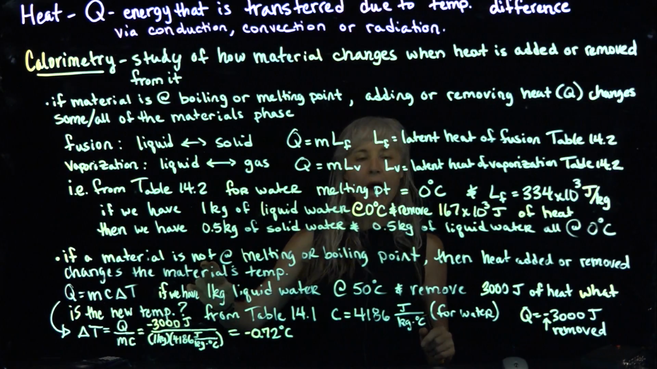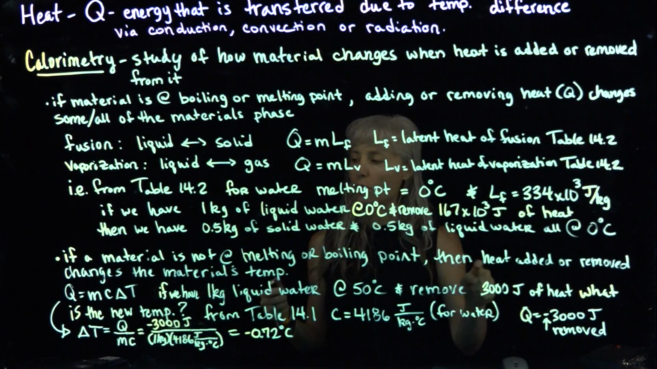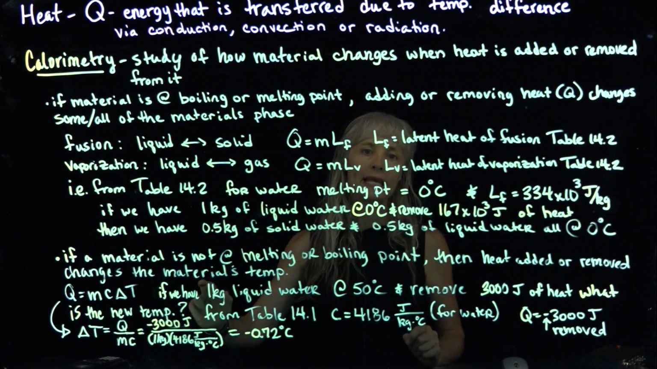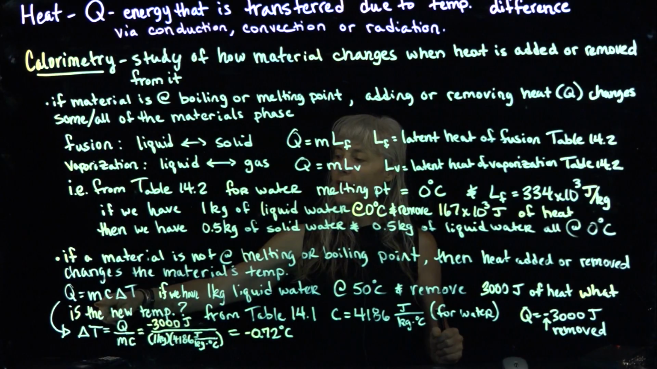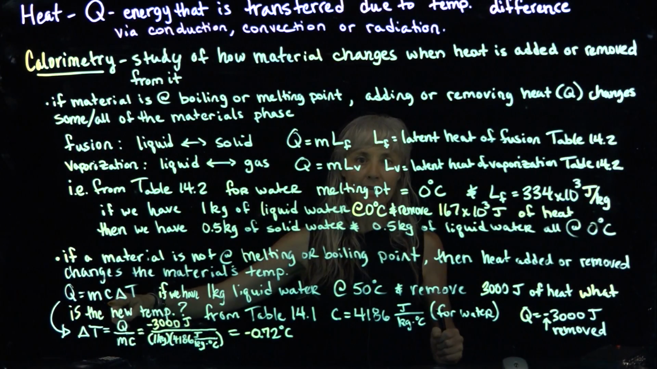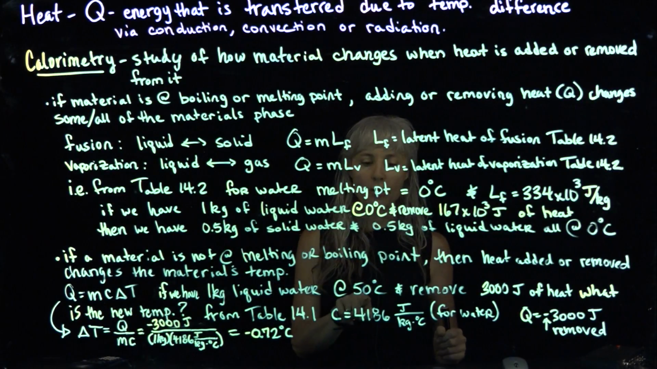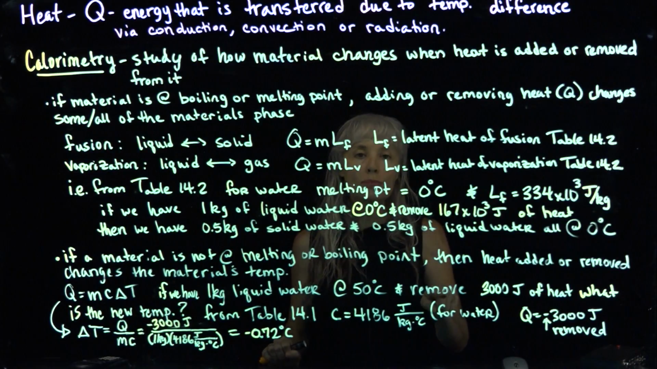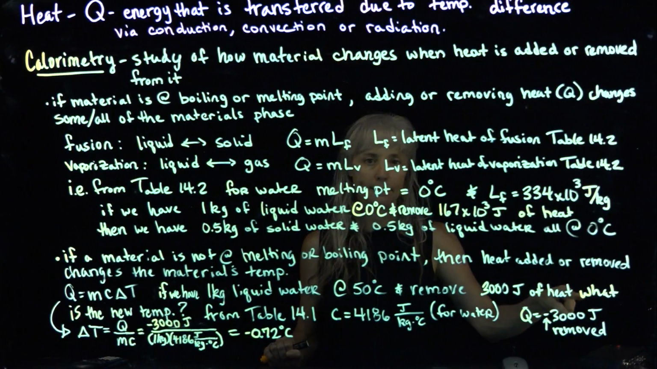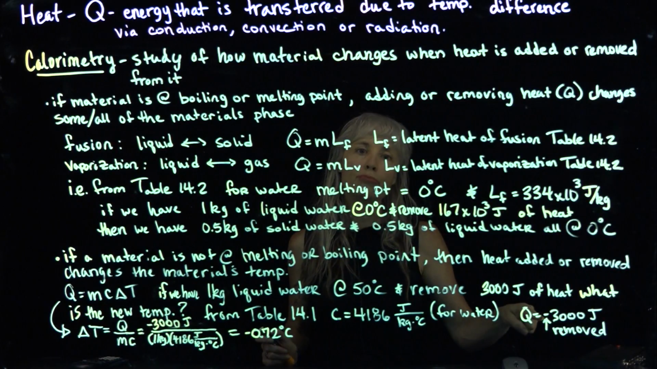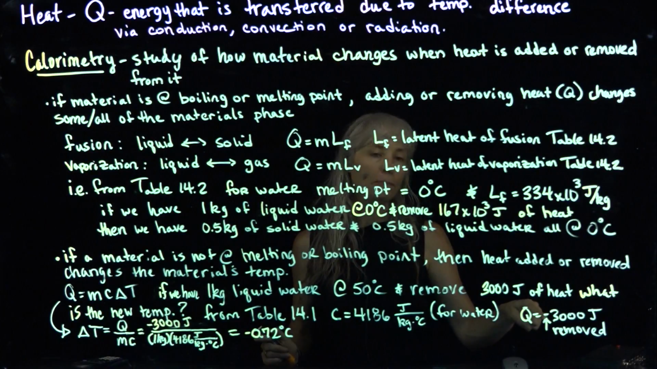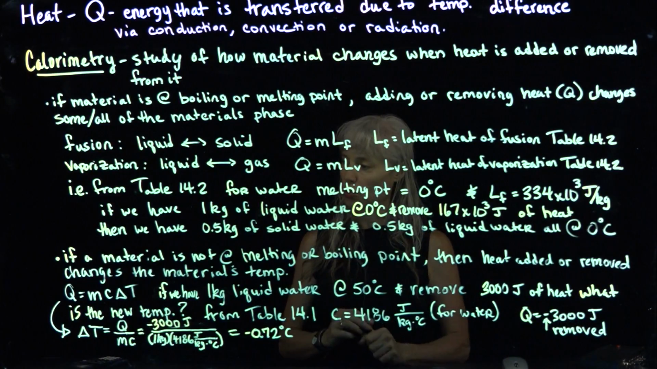If the material is not at the melting or boiling point, then if you add or remove heat from the material, you get a change in the temperature for the material. And remember that the equation that governs that, which we introduced in the last video, is Q equals mc delta T. Remember, c is that specific heat that is material specific and is listed on table 14.1 from your OpenStax text. So let's say we have 1 kilogram of liquid water at 50 degrees Celsius and we remove 3,000 joules of heat. So the Q that we will use in the equation is going to get a negative sign because we're removing that heat. So Q is going to get plugged in as a value of minus 3,000 joules.